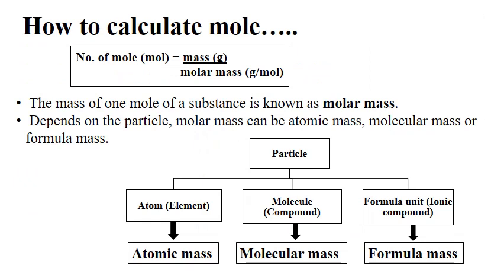There is a formula used to calculate number of mole, and that formula is written as number of mole is equal to mass divided by molar mass. Number of mole, its unit is mol. Mass is written in grams, and molar mass, this terminology is written in gram per mole. Molar mass is mass of 1 mole of a substance.